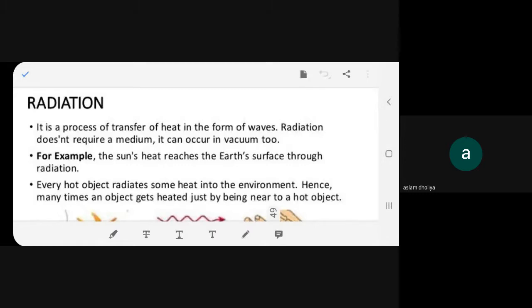Radiation. It is a process of transfer of heat in the form of waves. Radiation doesn't require a medium. It can occur in vacuum too. For example, the sun's heat reaches the Earth's surface through radiation. Every hot object radiates some heat into the environment, hence, many times an object gets heated just by being near to a hot object.